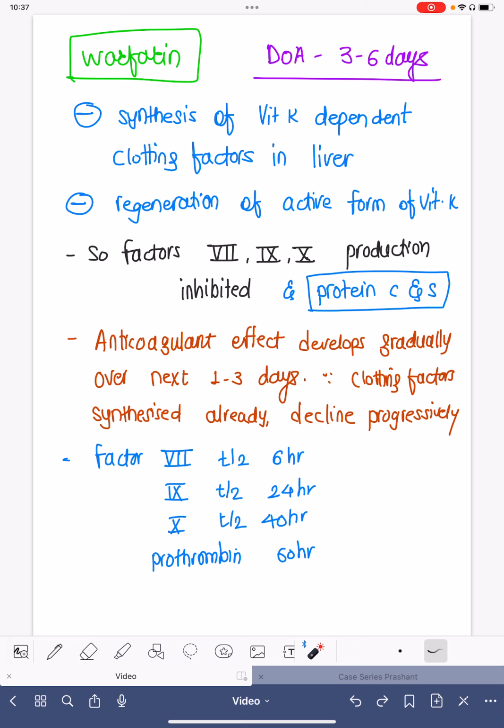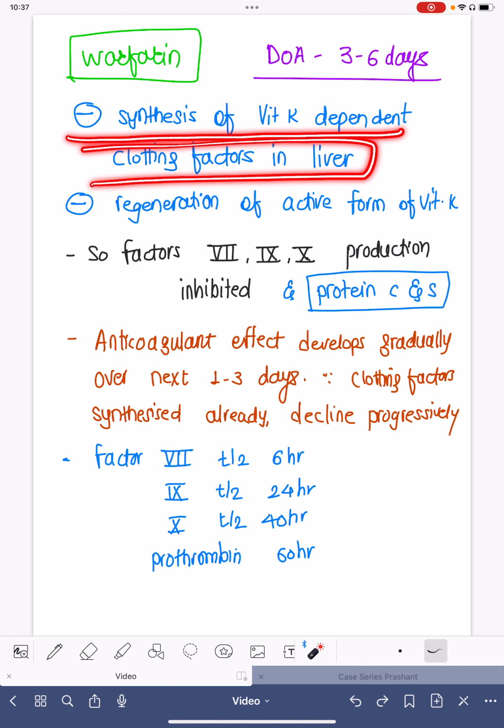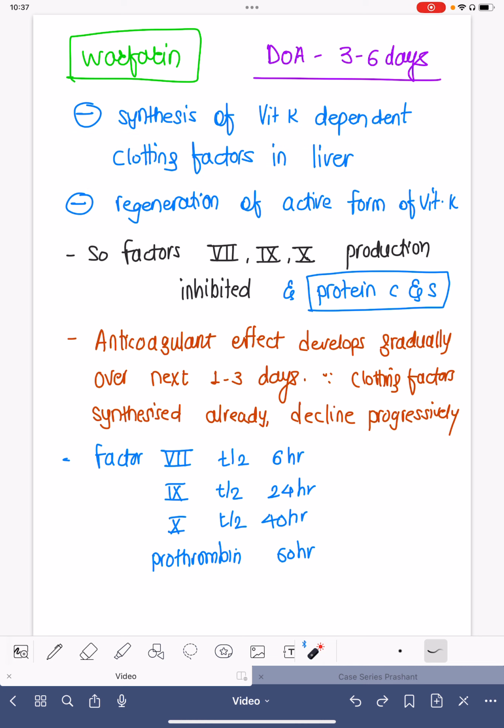Now, what is Warfarin? Warfarin actually inhibits the vitamin K dependent clotting factors in the liver. Vitamin K is essential in the liver to synthesize the clotting factors, which are 7, 9, 10, and 2. As it inhibits this vitamin K dependent synthesis of the clotting factors, the regeneration of the active forms of vitamin K is inhibited. So, it inhibits factors 7, 9, 10, and protein C and protein S as well.